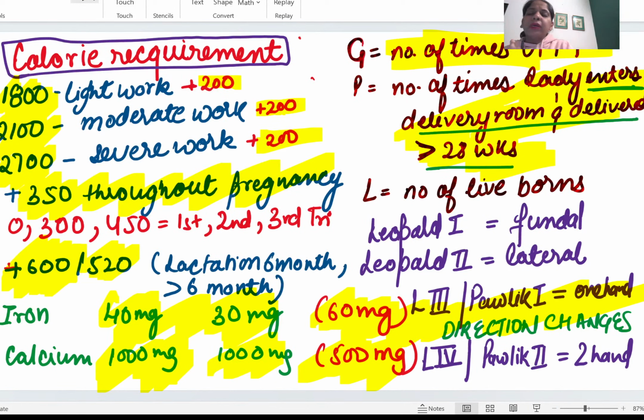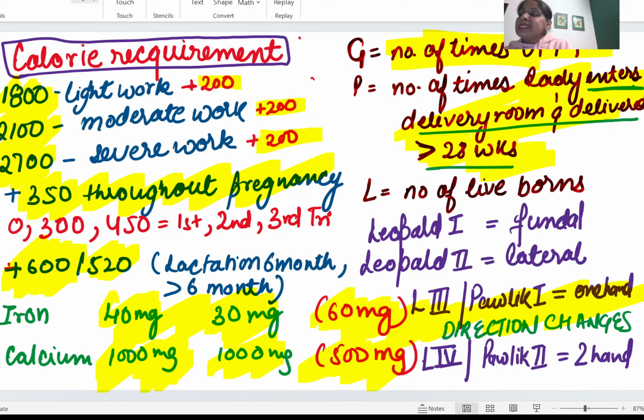As you know, if the lady is having twins in her uterus, then the lady has to enter only one time. So parity in the case of twins is again once, even if the patient has a twins pregnancy.